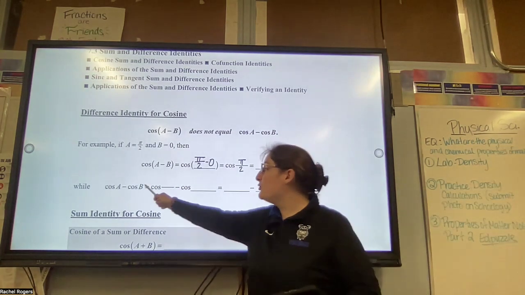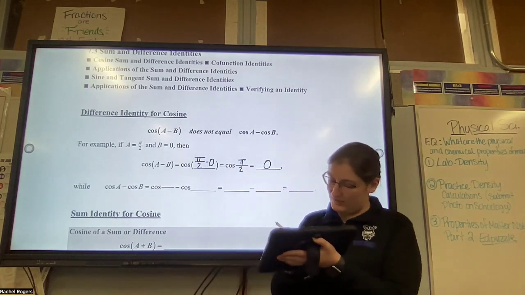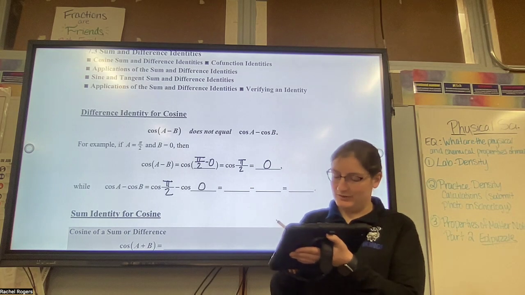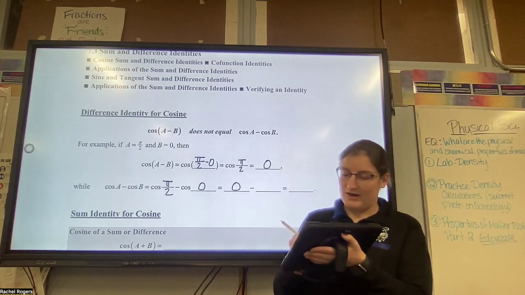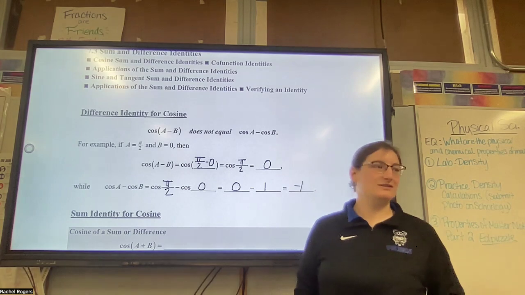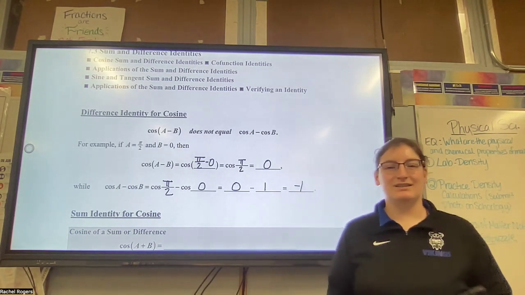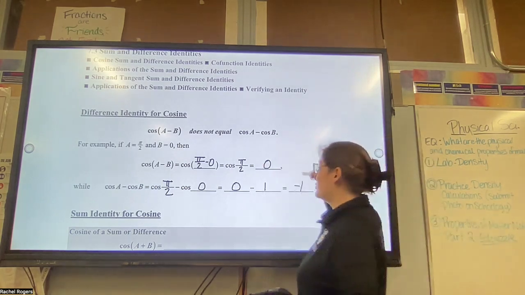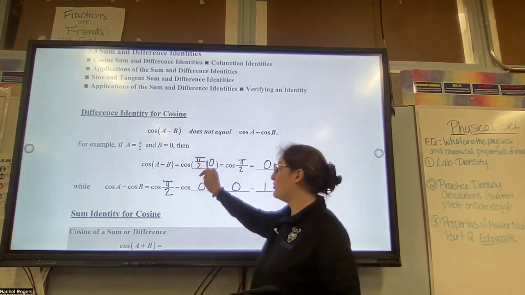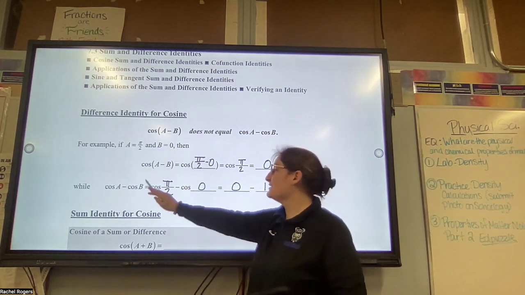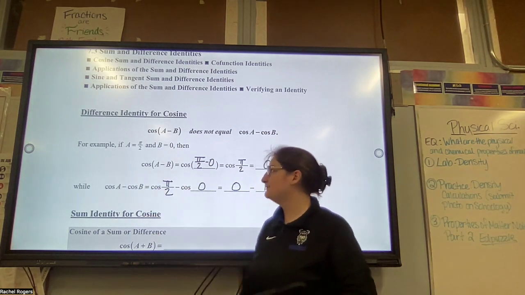However, if you had split it across, this would be the cosine of pi over 2 minus the cosine of 0, which is 0 minus 1, which is negative 1. Right, because the cosine of 0 is 1. So this is why we can easily disprove it, using order of operations: you always have to do inside the parentheses first. Okay, so we can't split it like that.